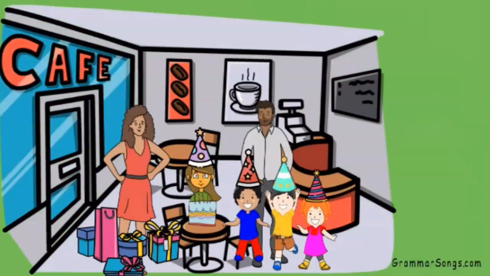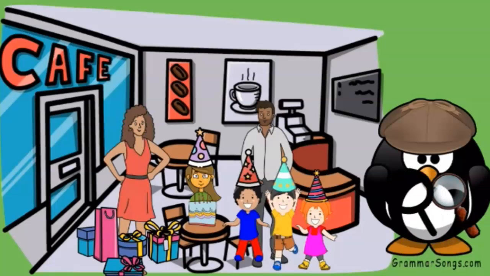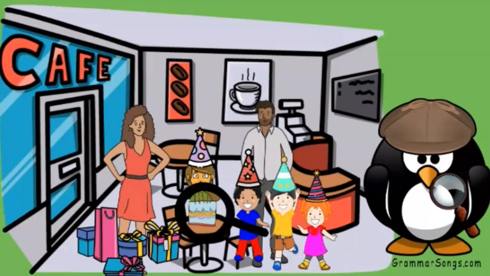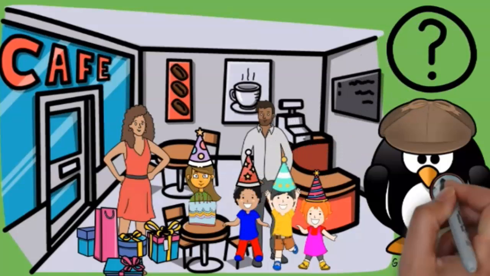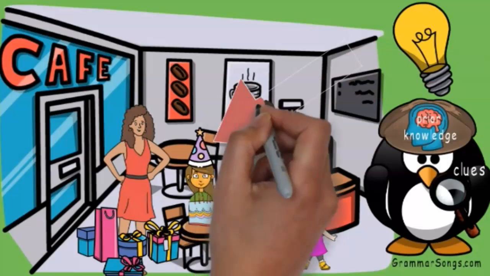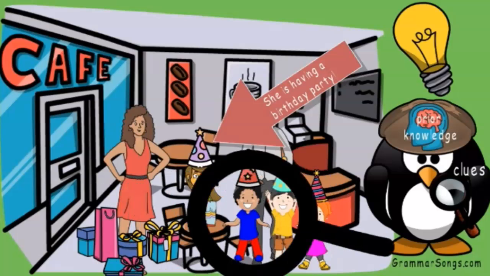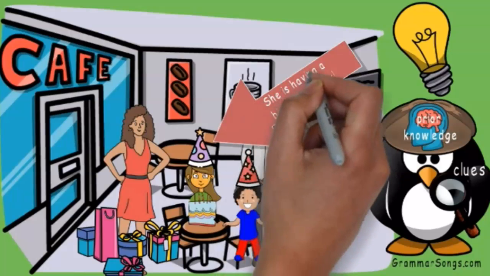What inference could you make if you walked into this cafe, Detective Waddle? What clues do you see? I see party hats. I see presents. I see happy children. And I see a cake with candles. So, Detective Waddle, what inference would you make? Use the clues you see and your prior knowledge to form an idea. I know. She is having a birthday party. The clues are the hats, the presents, the friends, and the cake. My prior knowledge tells me that the birthday girl is the one who will blow out the candles. My idea or inference is that she is having a birthday party.